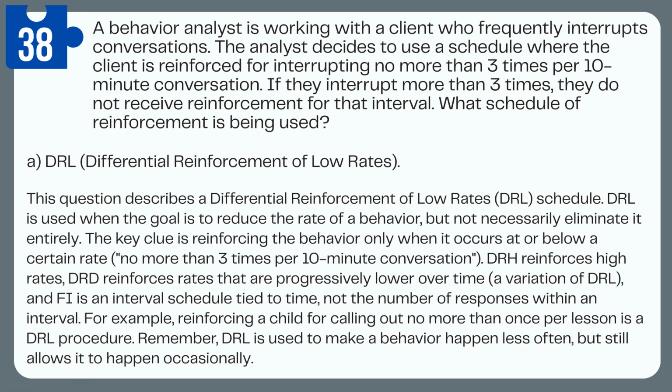Answer A. DRL, differential reinforcement of low rates. This question describes a differential reinforcement of low rates, DRL schedule. DRL is used when the goal is to reduce the rate of a behavior, but not necessarily eliminate it entirely. The key clue is reinforcing the behavior only when it occurs at or below a certain rate, no more than 3 times per 10-minute conversation.